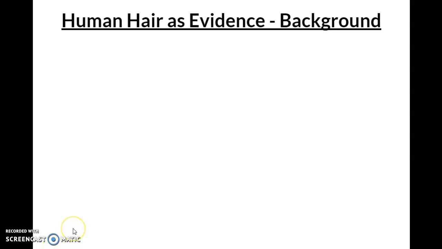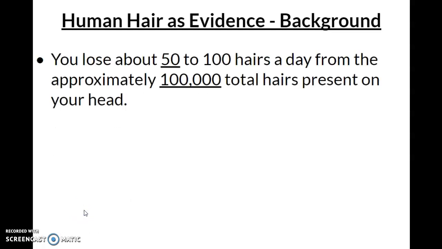So we're going to start looking at human hair and how you identify different types of it, different hairs. You lose about 50 to 100 hairs every day from approximately 100,000 total hairs on your head. Everybody has a different amount, but this is just an average.